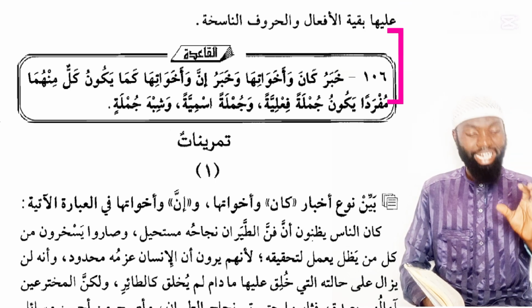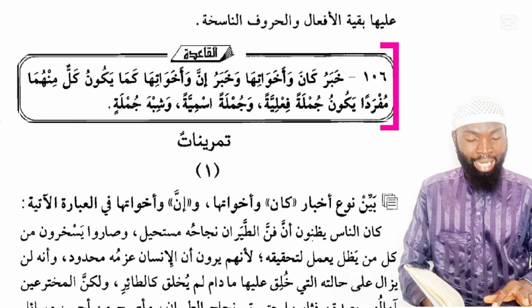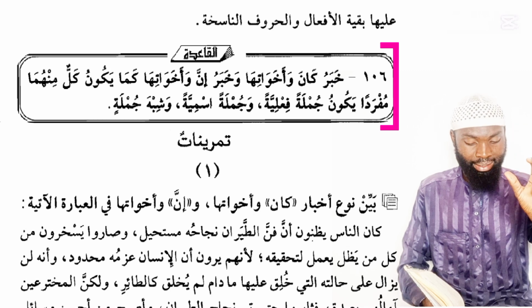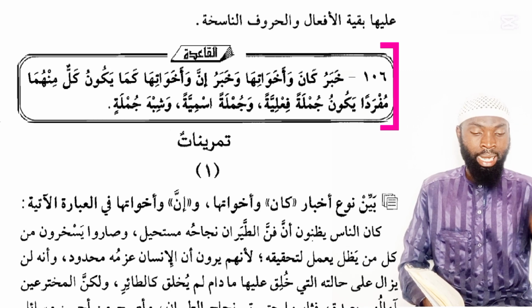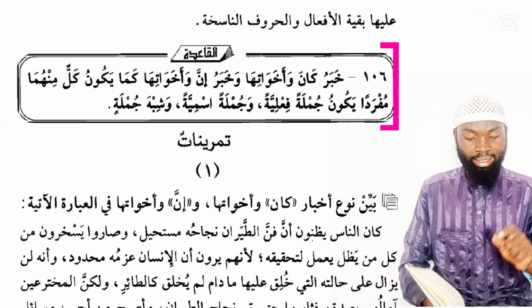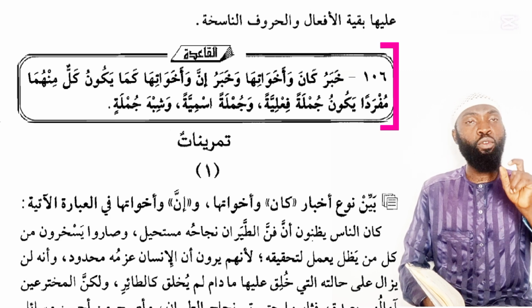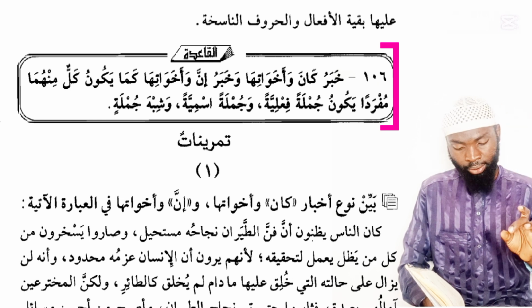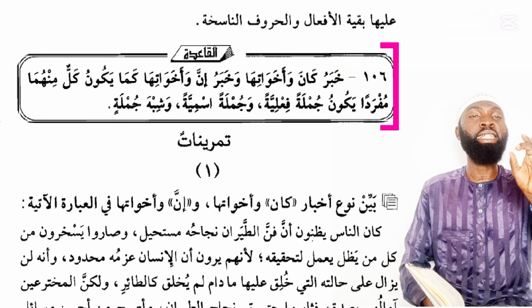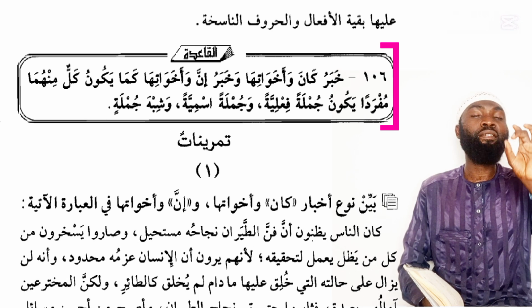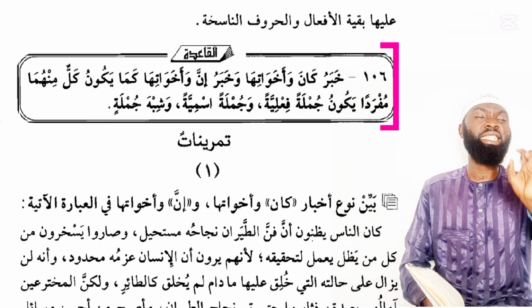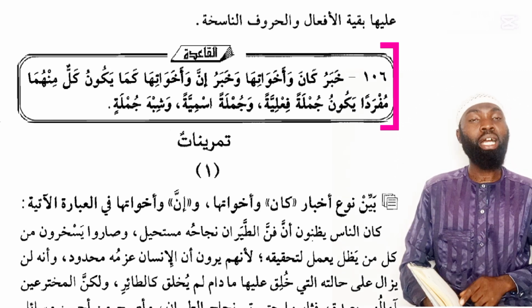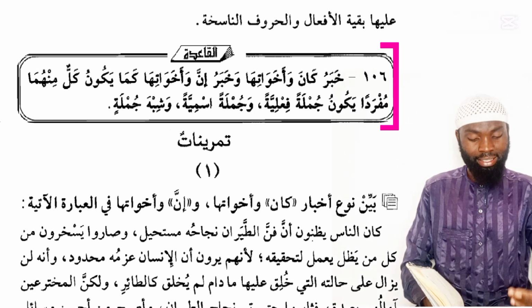Now we have the rule. The rule says: the predicate of kana and his sisters, and the predicate of inna and his sisters, just as each of them could be a single word, they could also be a verbal sentence, and the khabar could also appear as a nominal sentence, and even the like of a sentence.